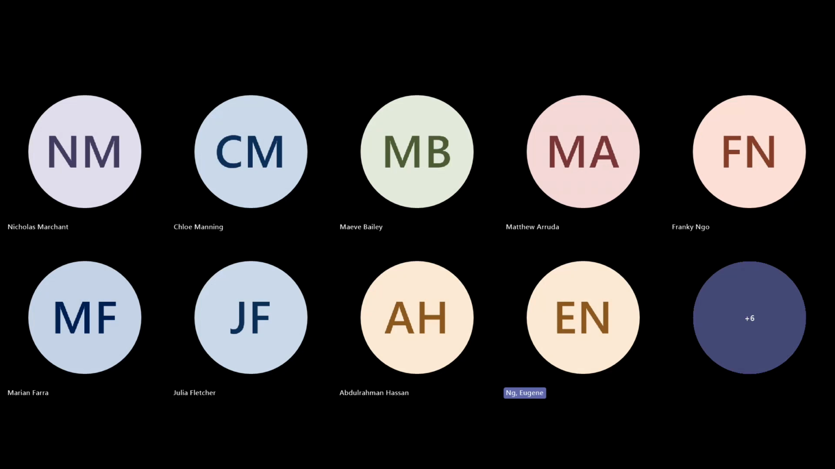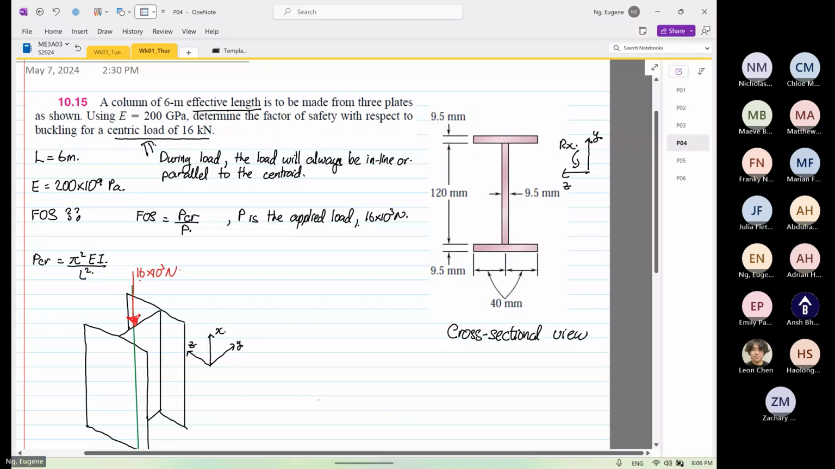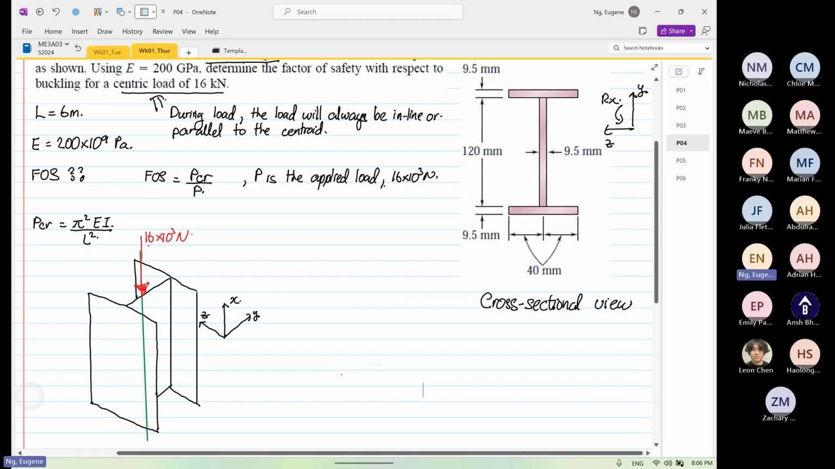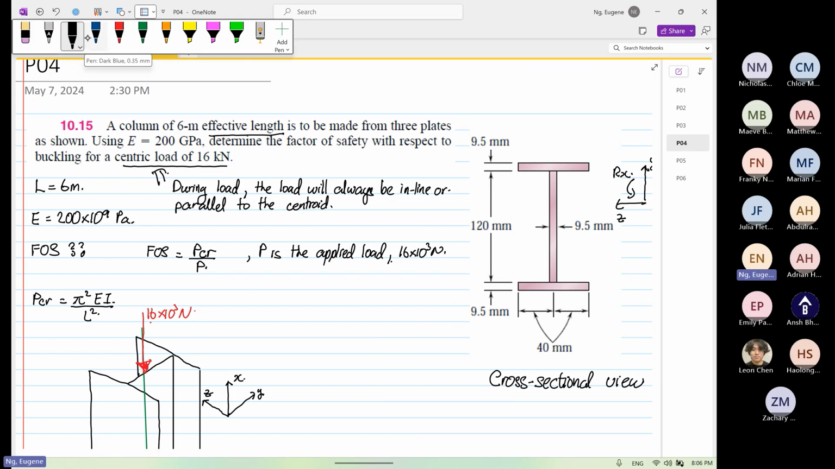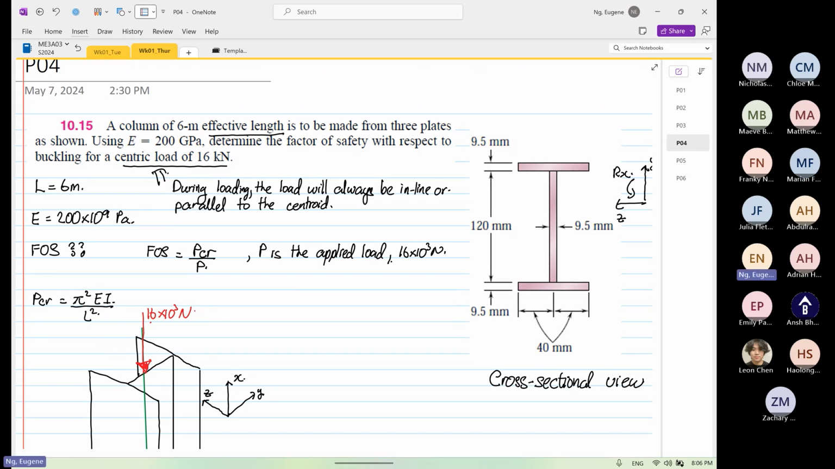So coming back to this problem, we are going to determine the factor of safety. We have drawn this structure over here, okay, and the problem says that during loading, the load will always be in line or parallel to the centroid. So we are going to assume pin at both ends.